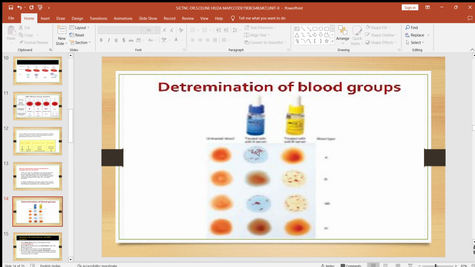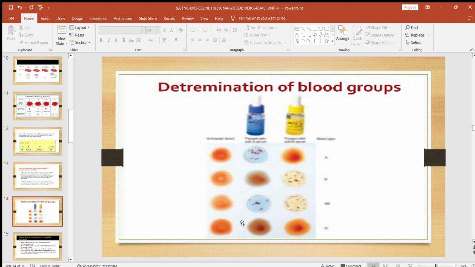This agglutination indicates that the person belongs to the A blood group. If the person belongs to the B blood group, agglutination occurs after the addition of anti-B, that is in the third drop. In a person with the AB blood group, with both A and B antigens, agglutination occurs after the addition of both anti-A and anti-B, which indicates the presence of the AB blood group.